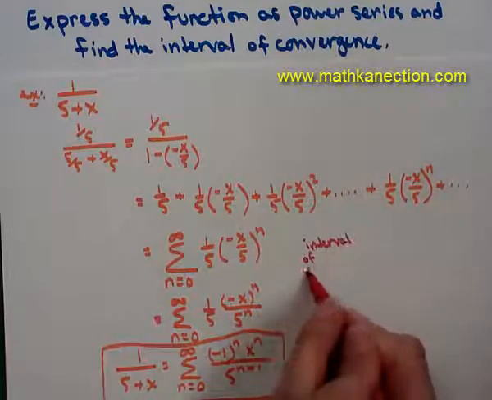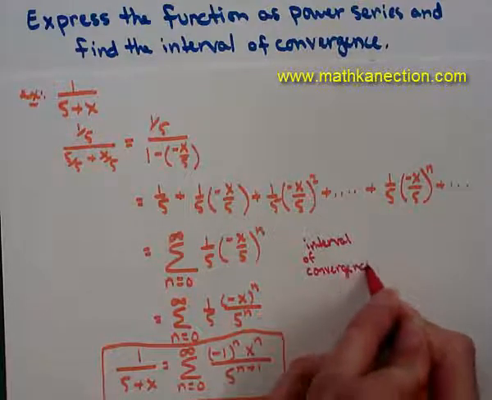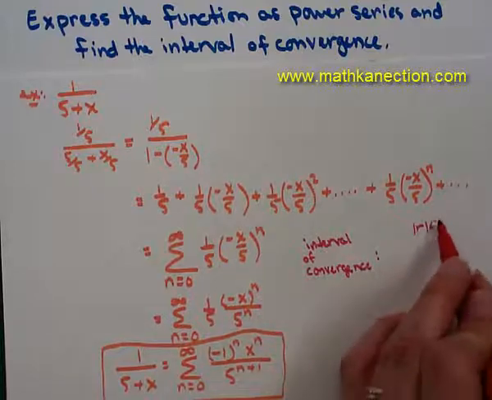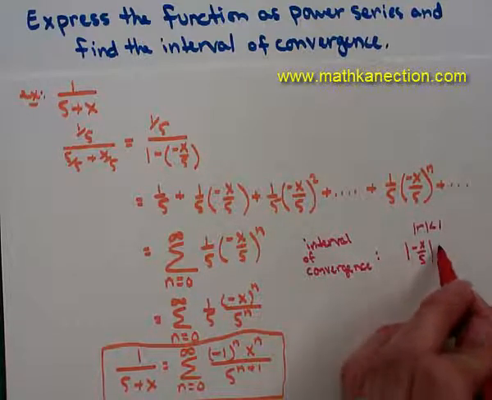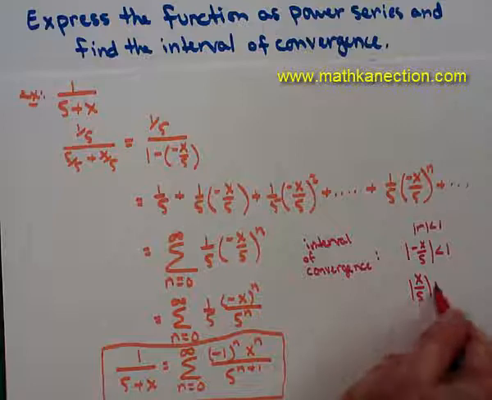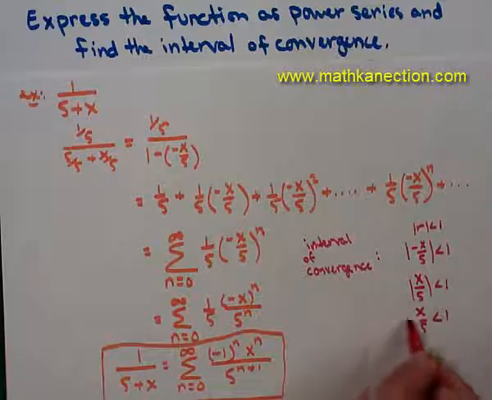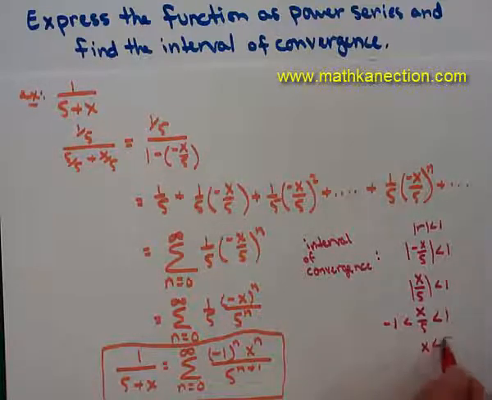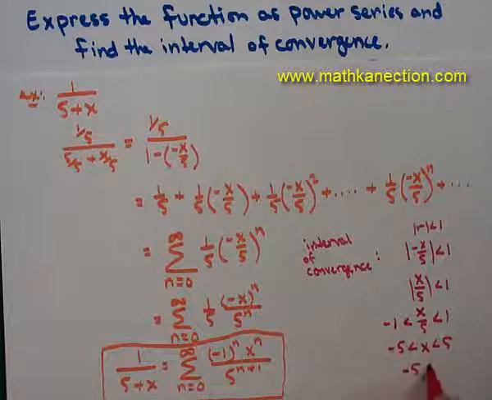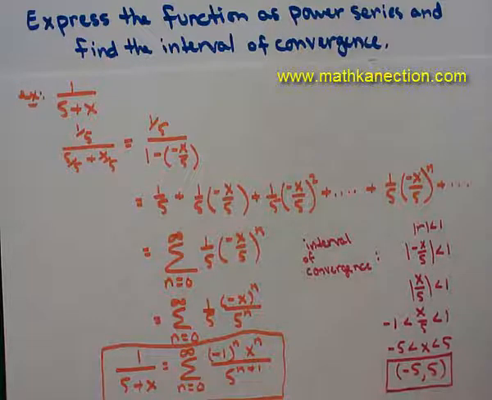The interval of convergence is the absolute value of the ratio less than 1. The ratio in this problem is negative x over 5, which is looking at the absolute value of x over 5. So x over 5 is between negative 1 and 1. So x is between negative 5 and 5. The interval of convergence is negative 5 to 5.